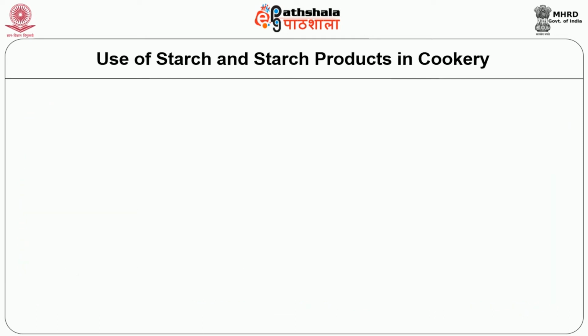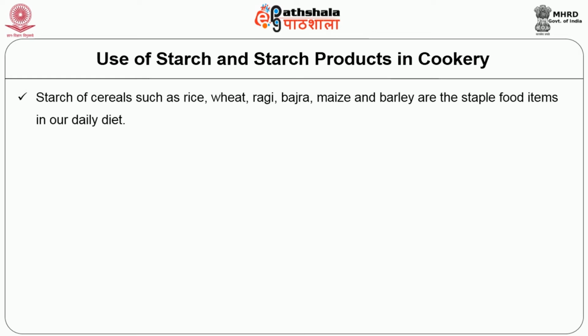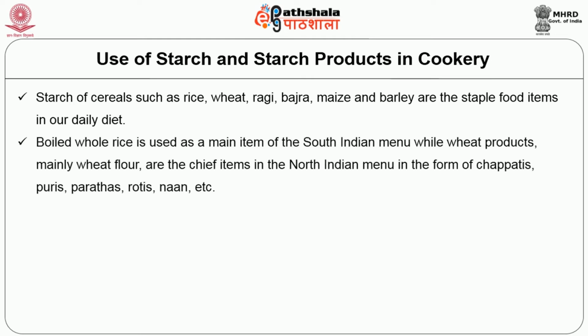Now let us move on to the use of starch and starch products in cookery. The starch of cereals such as rice, wheat, ragi, bajra, maize and barley are the staple food items in our daily diet. Boiled whole rice is used as the main item of the South Indian menu, while wheat products, mainly wheat flour, are the chief items in the North Indian menus in the form of chapatis, puris, paratha, roti, naan, etc.